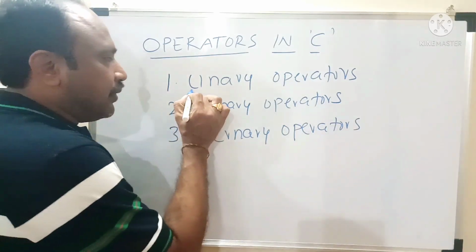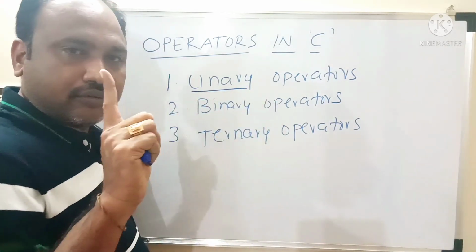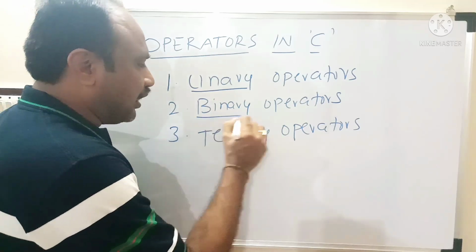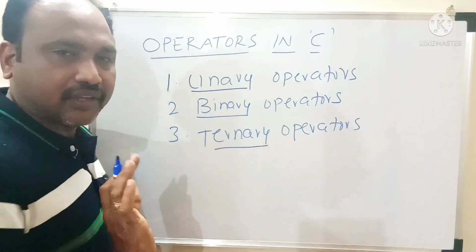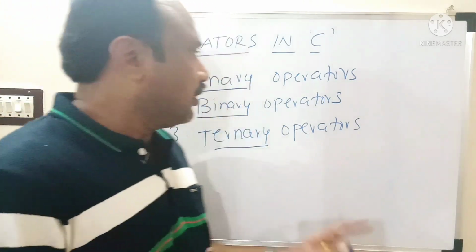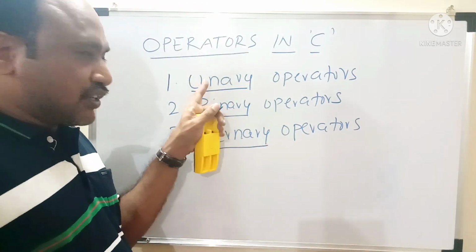All of you know the meaning of unary means 1. The meaning of binary is 2. The meaning of ternary is 3. We will discuss them one by one.